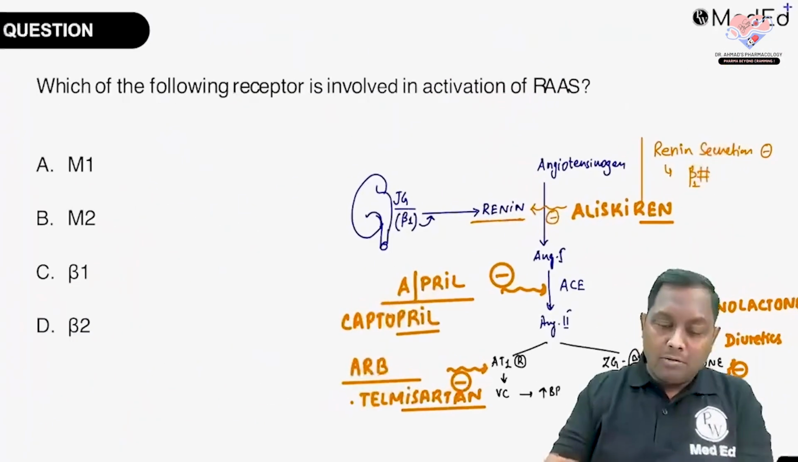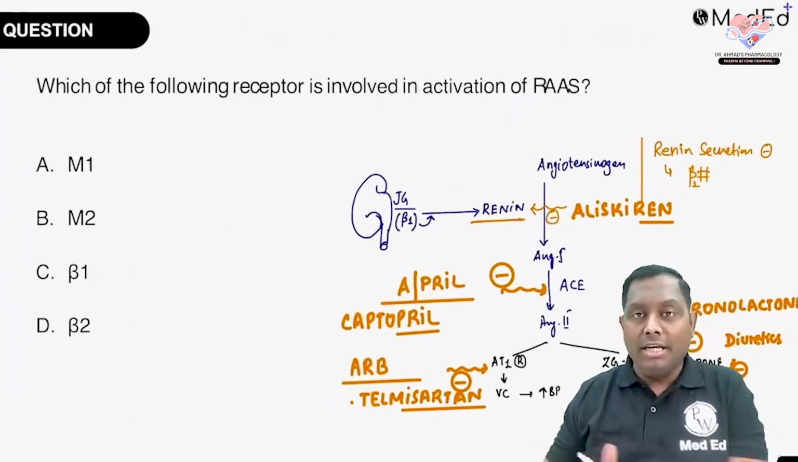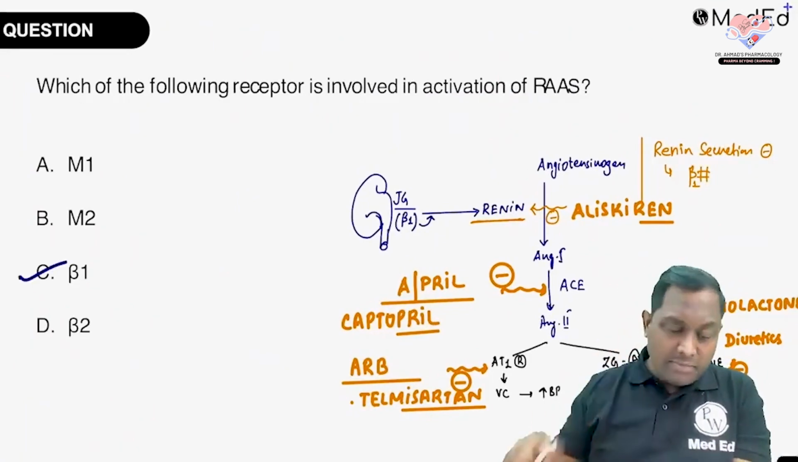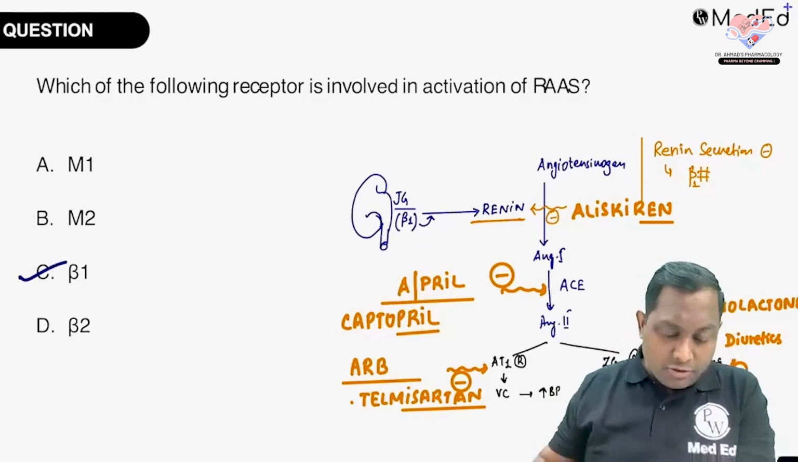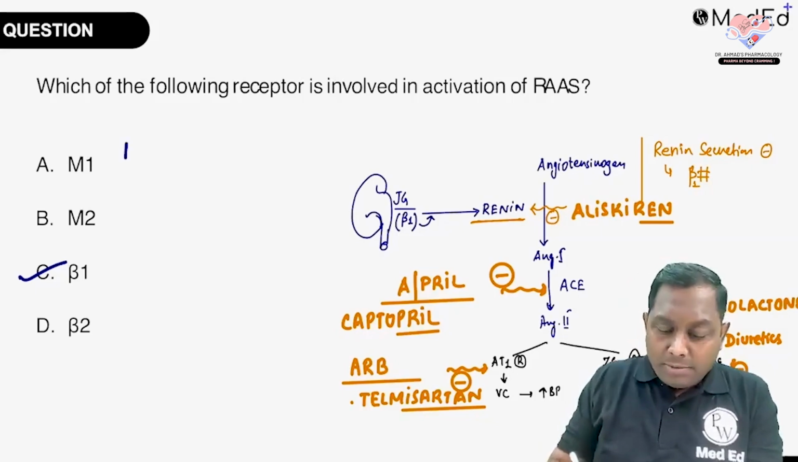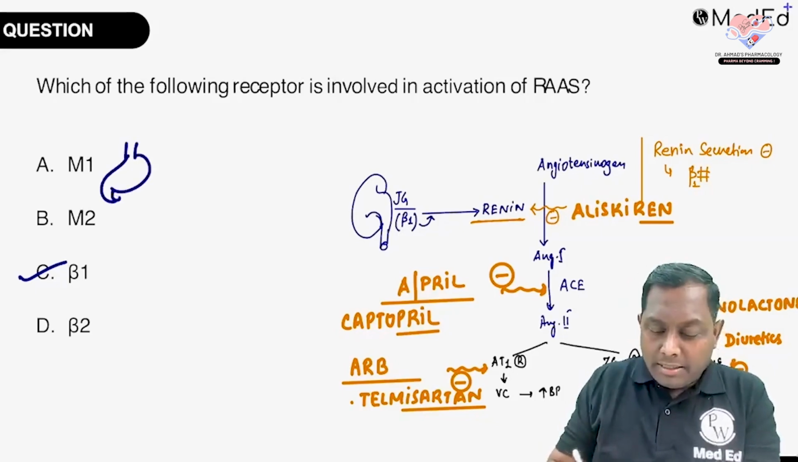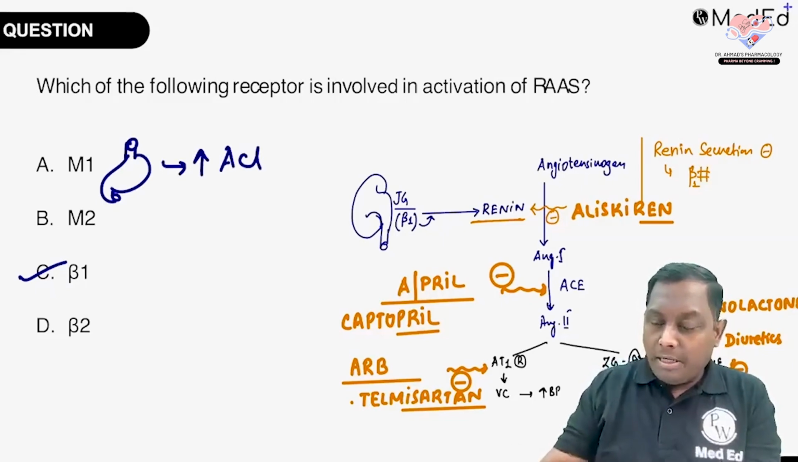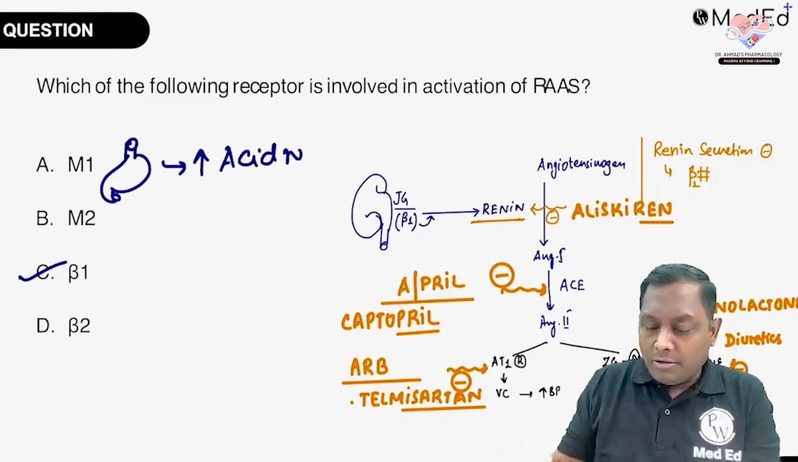Now let's come back to our answer once again. It's very easy: renin is released because of beta 1, and that was the starting point of the RAAS system. So the correct answer is beta 1. I think all of you guys have got this one. Where is M1? M1 is present on the gastric parietal cell, and it causes increase in acid release.